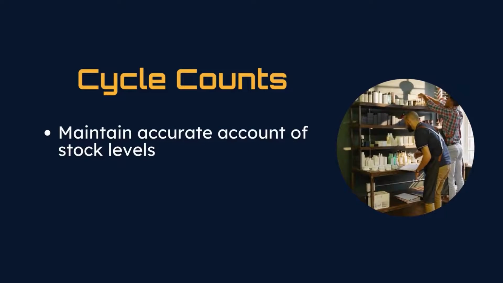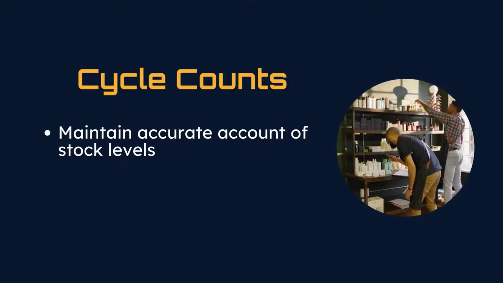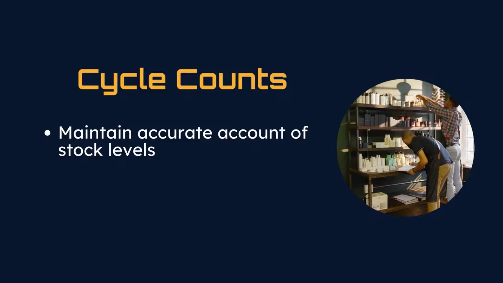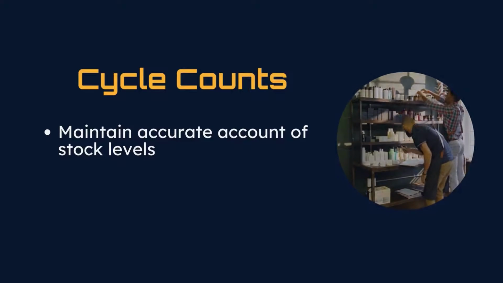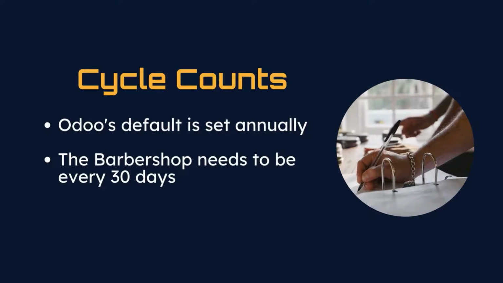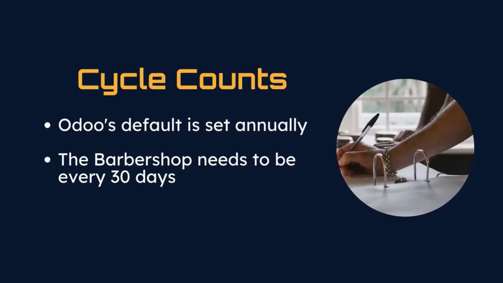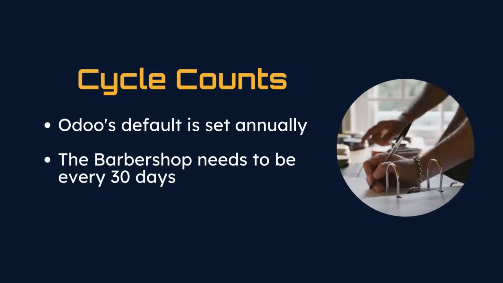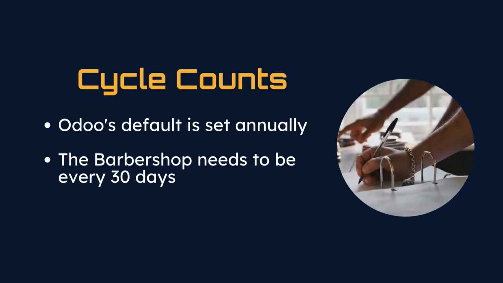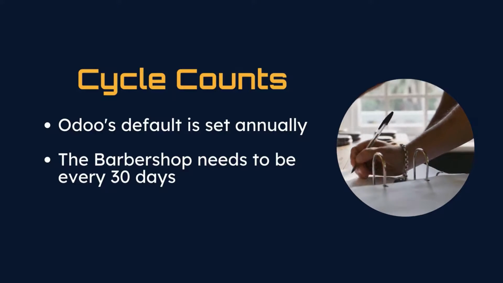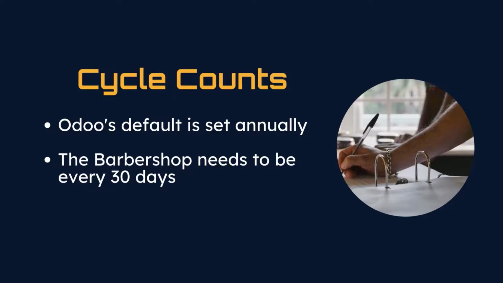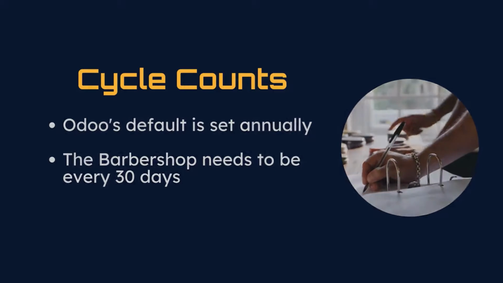Next, we're going to talk about cycle counts. Cycle counts are used to keep more close watch over critical stock. Many businesses do an inventory count once a year, and this is the default setting in Odoo. Now, because our barbers pull products from the same stock that we use for our sales, I need to be running a count of inventory every 30 days.